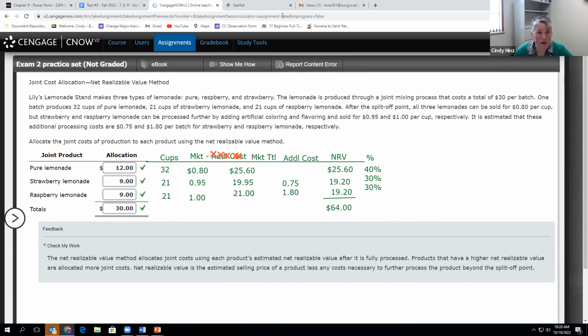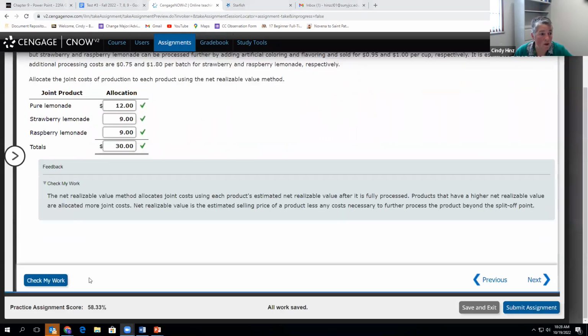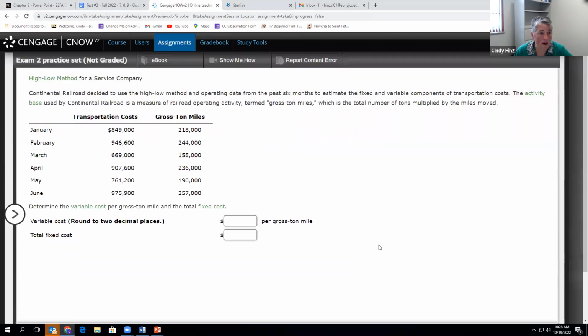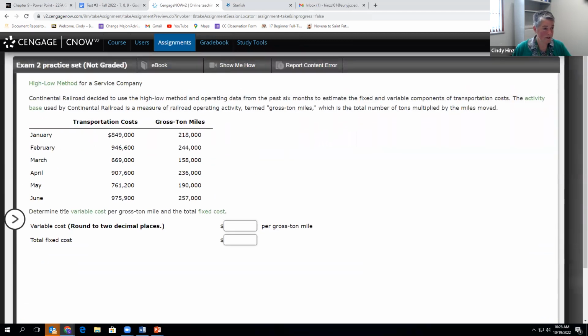So let's keep going. I am going to run up against a hard stop because I do have a class this morning. So we need to keep going. I don't want to run out of time before we finish this.